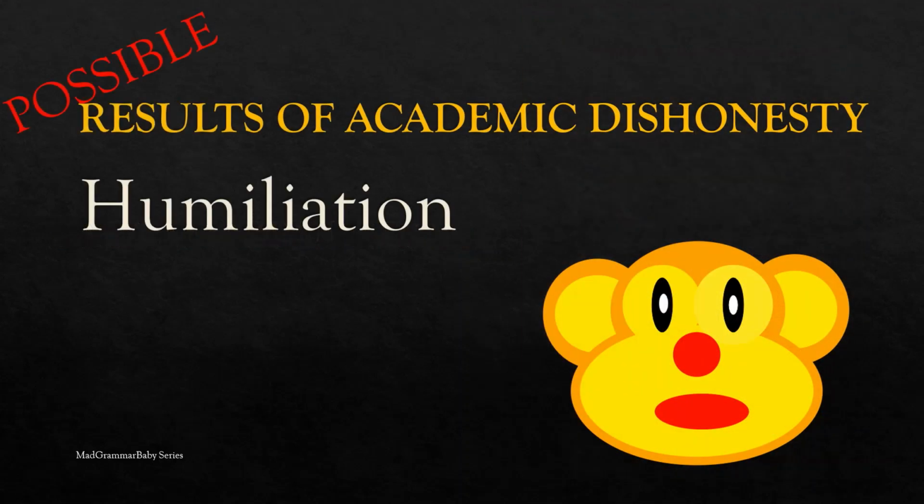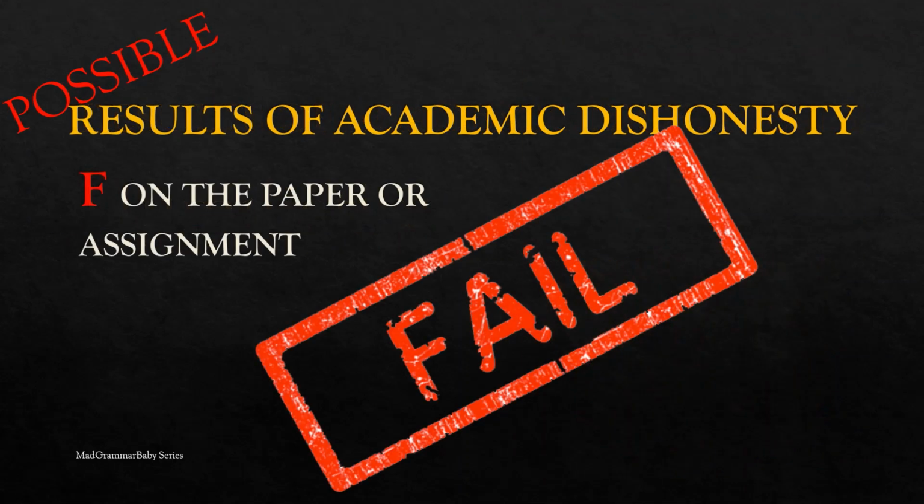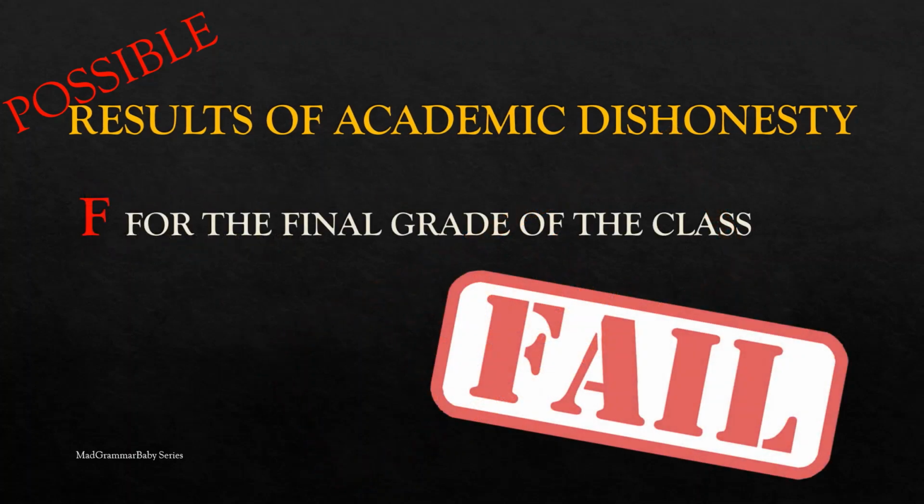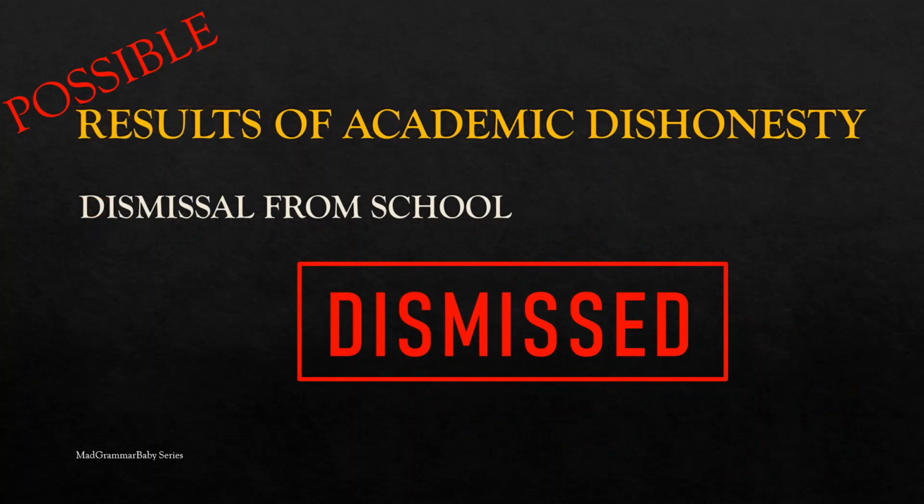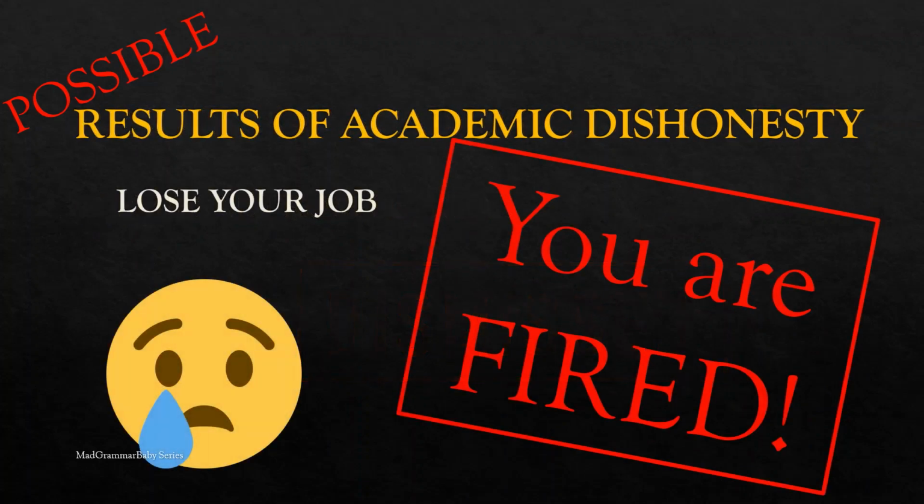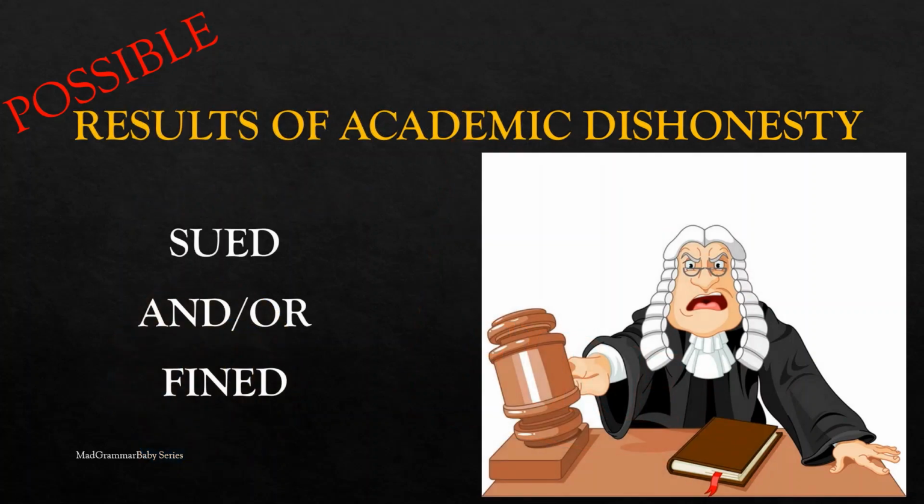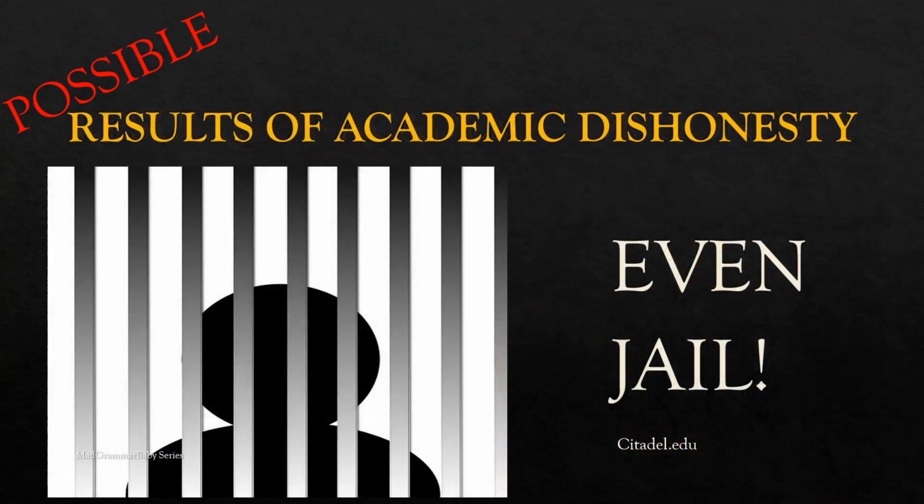Results of academic dishonesty: humiliation, F on the paper or assignment, F for the final grade of the class, dismissal from school. You could lose your job. You can actually be sued and or fined. You could even go to jail in some circumstances.